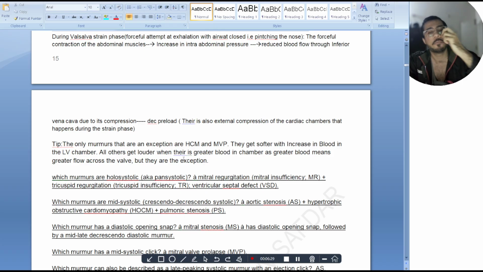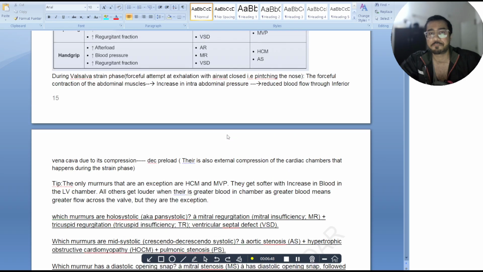So obviously, if the blood flow across the valve is greater, the sound of the murmur is going to be greater in theory, but that is only true for most murmurs, and it is not true when it comes to HCM and mitral valve prolapse murmurs. They get softer when there is a greater amount of blood in the LV chamber.